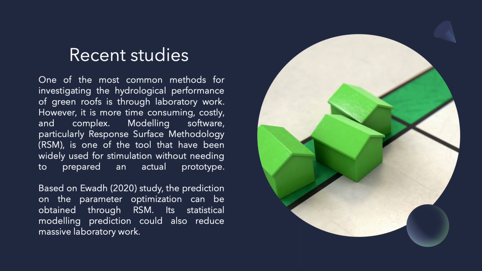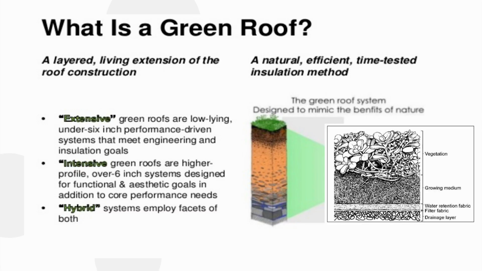One of the most common methods for investigating the hydrological performance of green roof is through laboratory work. However, it is more time-consuming, costly, and complex. Modeling software, particularly response surface methodology, which is the RSM, is one of the tools that have been widely used for simulation without needing to prepare an actual prototype. Based on a study by Edwin 2020, the prediction of parameter optimization can be obtained through RSM, and it could reduce massive laboratory work.